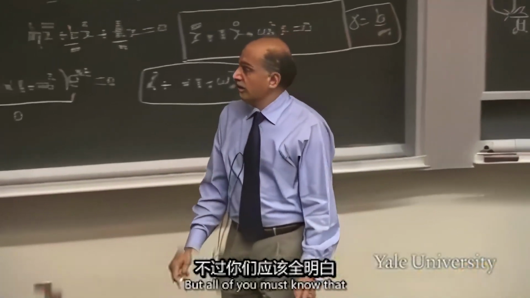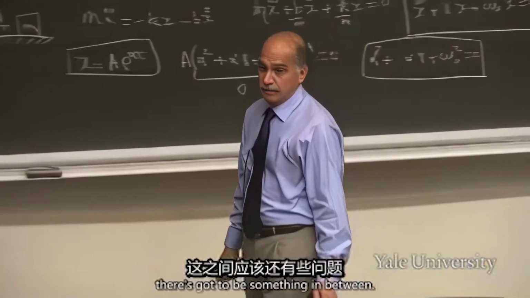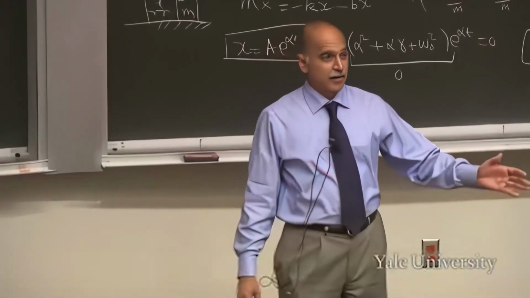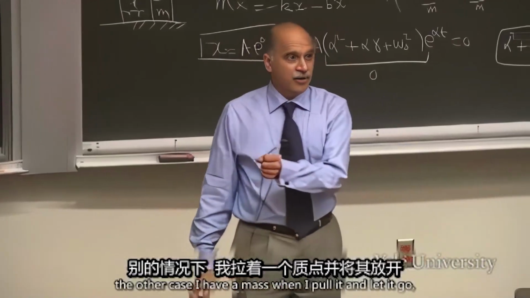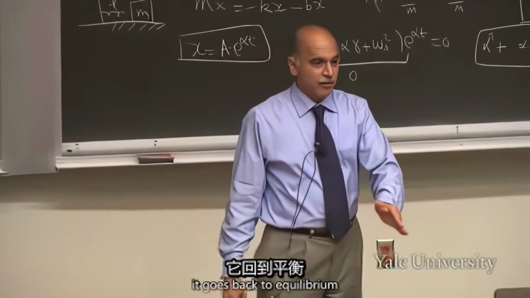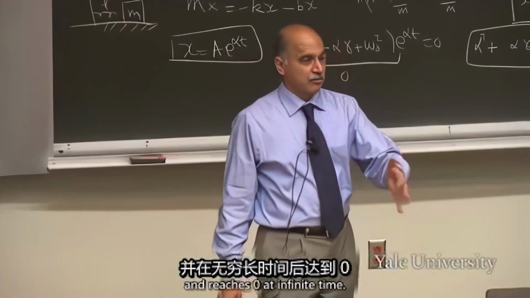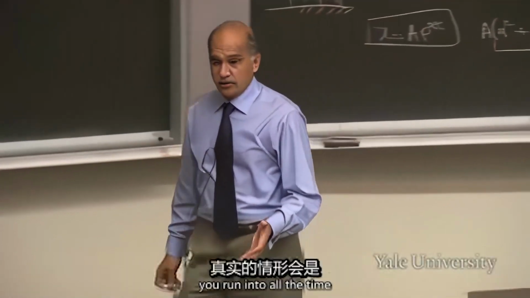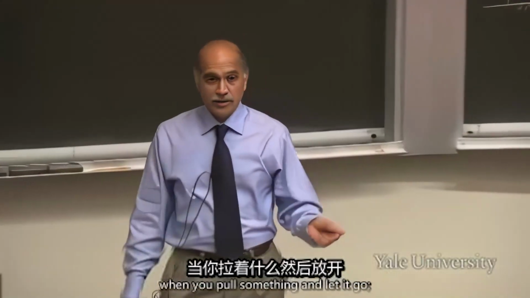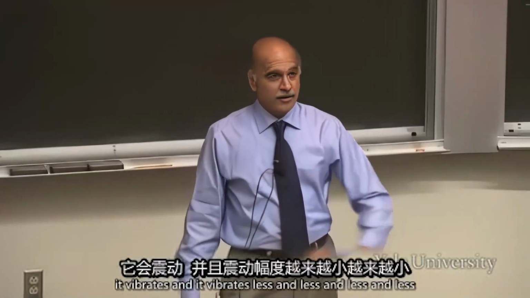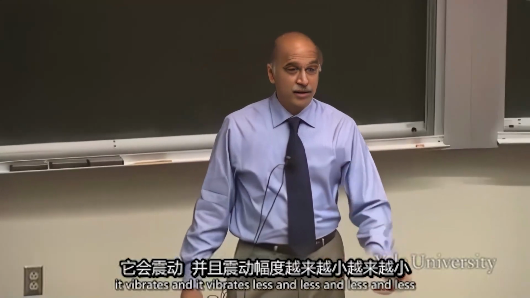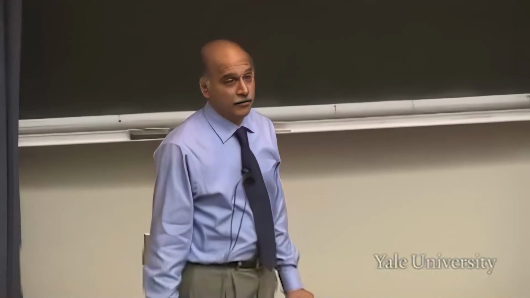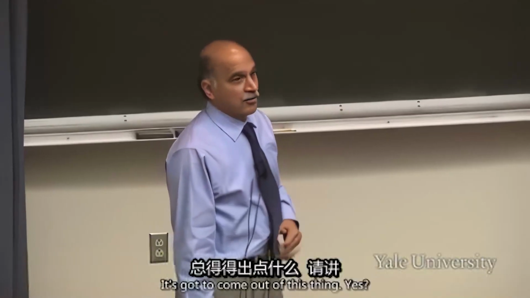But all of you must know that there's got to be something in between. In the one case, I have a mass that oscillates forever. The other case, I have a mass, when I pull it and let it go, goes back to equilibrium and reaches 0 at infinite time. But we all know that the real situation you run into all the time, when you pull something and let it go, it vibrates and it vibrates less and less, and then eventually comes to rest. Where is that solution? It's got to come out of this thing.